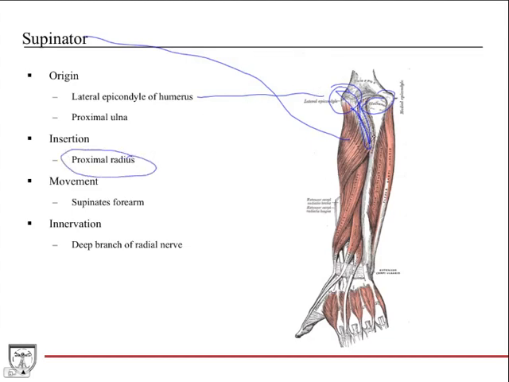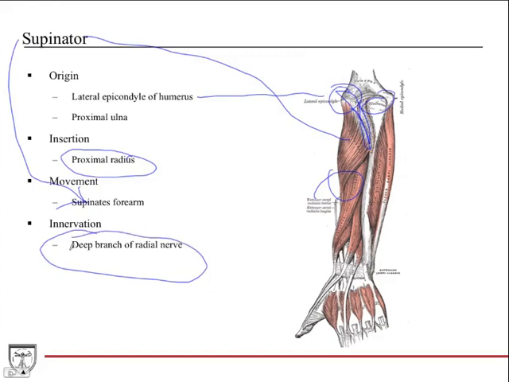So you can't see that too well here in this diagram, but it wraps around from this origin and then down onto the proximal radius in this region. And what it does is, it's in the name. It helps supinate the forearm, which, I like to think of it, as a cup of soup. So you turn the forearm where the palm of your hand is facing upward or facing anterior. And the innervation here is the deep branch of the radial nerve.